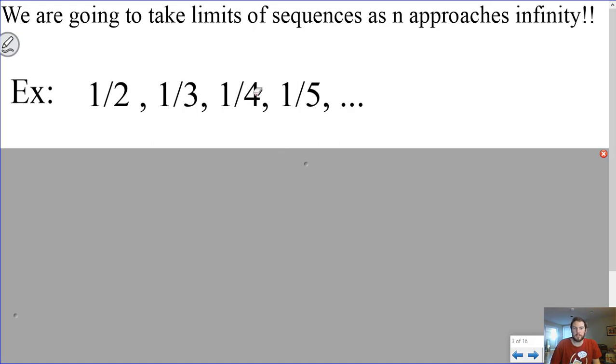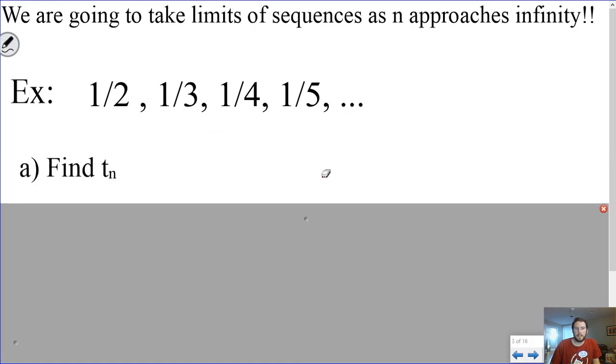So the first thing we want to consider when we're trying to deal with something like this is we want to know the general term, right? If we know the general term, then it would just be a matter of plugging in infinity for n and figuring out what the value of that term is going to be. So here, what is T of n? Or in other words, what is the general term?